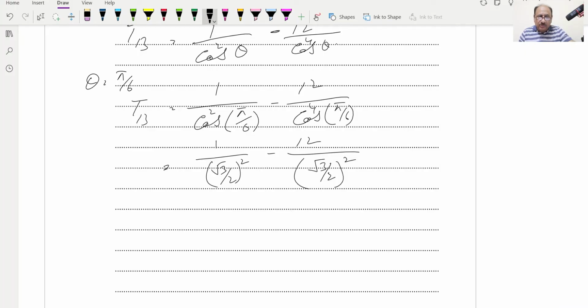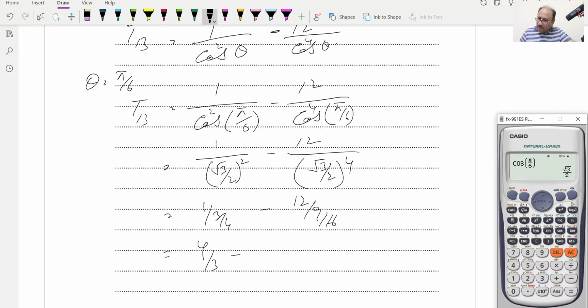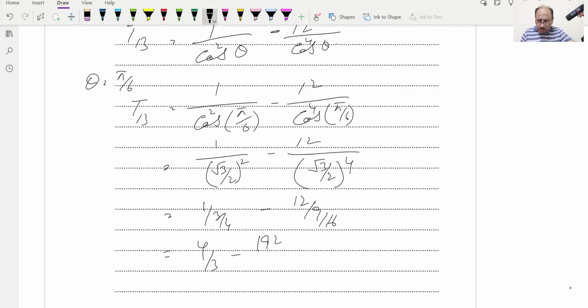So under root 3 by 2 this one, and raised to the power will be 4, and we can rewrite it as 1 over 3 by 4, and minus this will be 12 over 9 by 16, and further simplification this will be 4 by 3, and this will be 16 into 12 will be what? 16 multiplied by 12 will be equal to 192, so we can write 192 over 9.